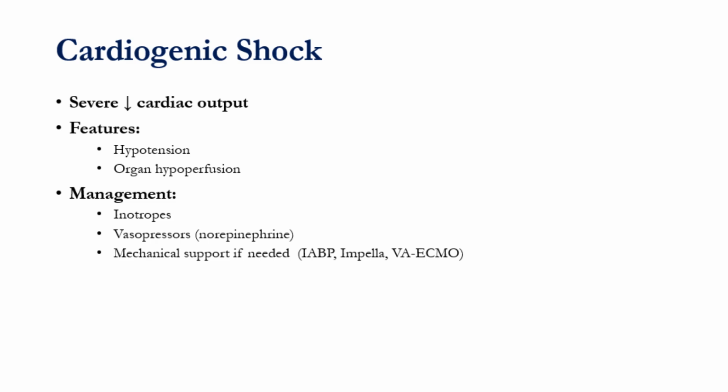Cardiogenic shock represents severe failure of cardiac output, resulting in hypotension and end-organ hypoperfusion. Clinical manifestations include altered mental status, cold extremities, oliguria, and lactic acidosis. Management involves inotropes, vasopressors, such as norepinephrine, and consideration of mechanical circulatory support when pharmacologic therapy is insufficient.